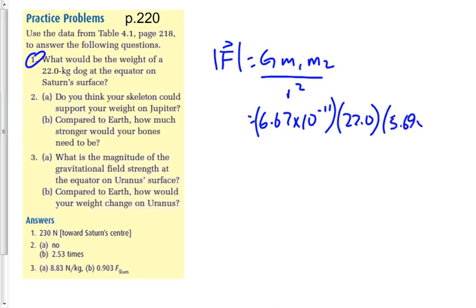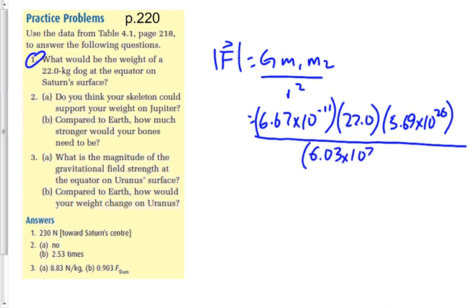10 to the 26. Okay, so about 100 times the mass of the Earth. And what's the radius of Saturn? That's what we want, right? The radius of Saturn, the distance from the center to the surface where the dog is. 6.03 times 10 to the 7. And we got to square that. Okay, we do all the math there. It works out to be 230 newtons, which is only slightly bigger than it would be on the surface of the Earth.